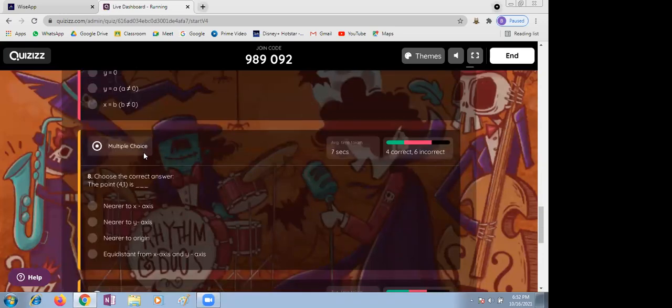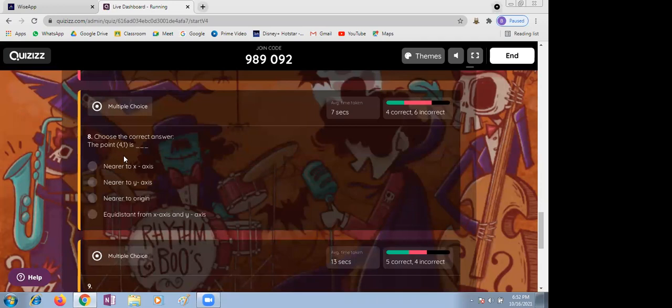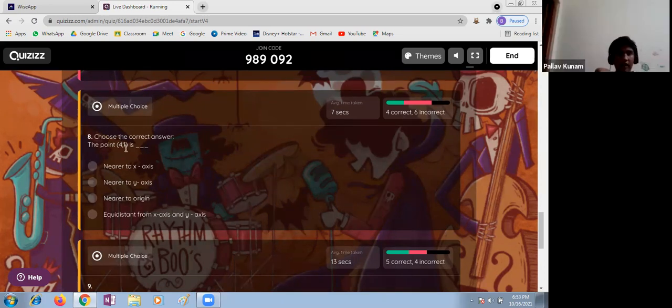Next, choose the correct answer. The point (4, 1) is nearer to the x-axis, nearer to the y-axis, nearer to the origin, or equidistant? Ma'am, nearer to the x-axis. Why? No, here see, what is the x value? It is 4, right? Yes, ma'am, but it is x only. X is 4, which means it is nearer to? The y-axis, ma'am.